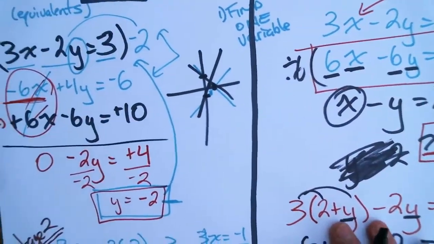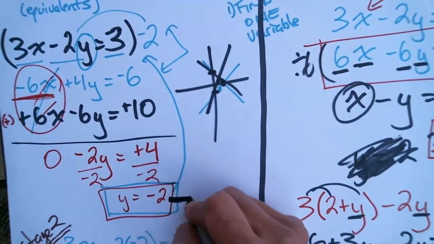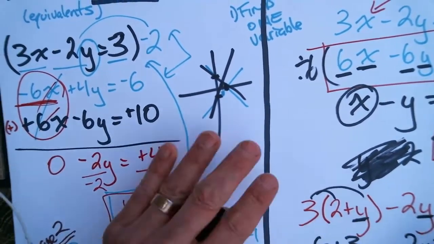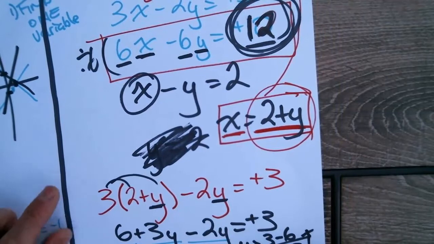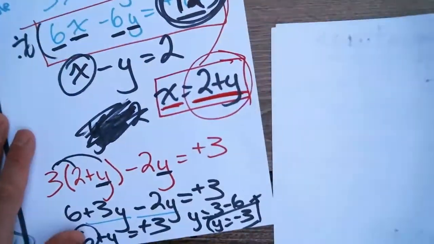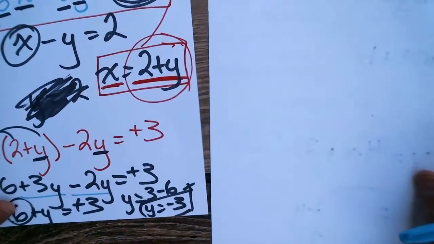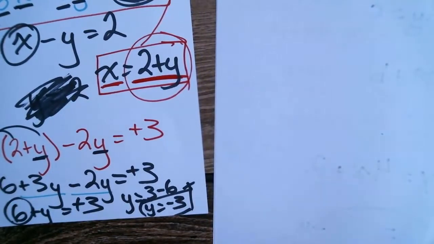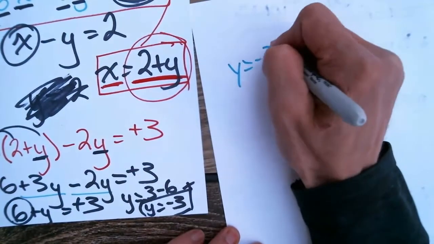Just like we did over here. First thing we have to do is find the answer to one of the y's. So here, y is negative 3. Next step. The step I find takes longer. It's my least favorite one to do, but sometimes it works. So y equals negative 3.